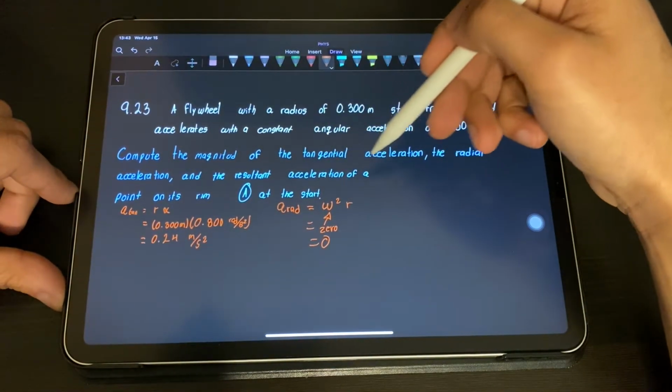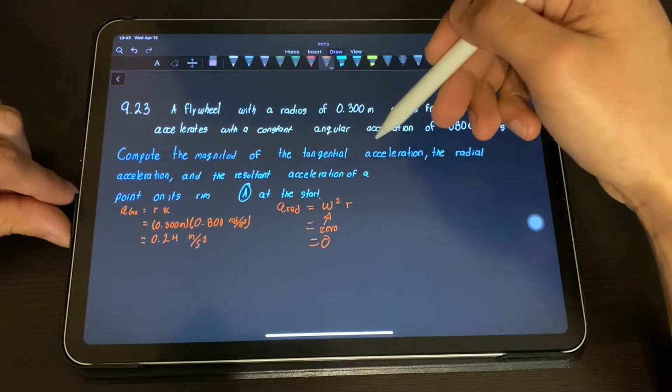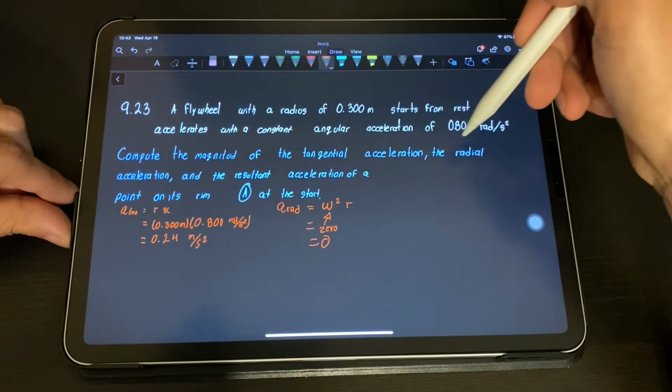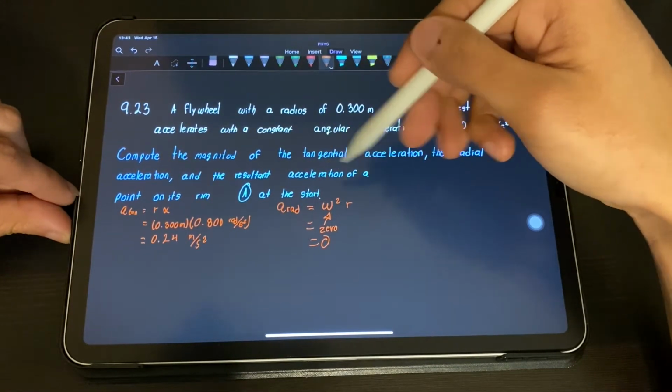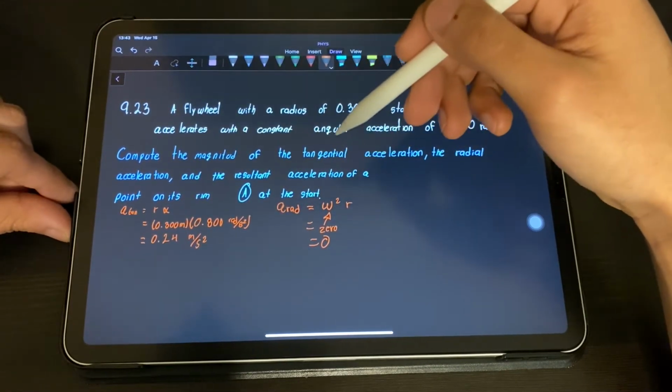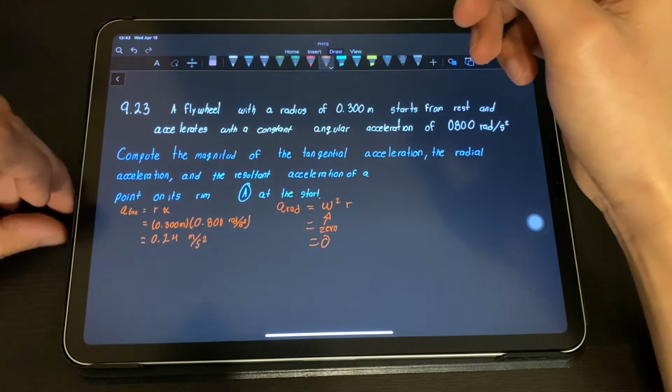For the first part, we have to compute the magnitude of the tangential acceleration, the radial acceleration, and the resultant acceleration of a point on its rim. We're gonna start, I guess, at angle 0.